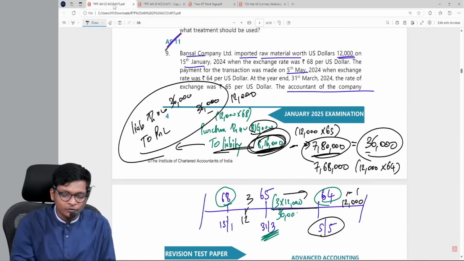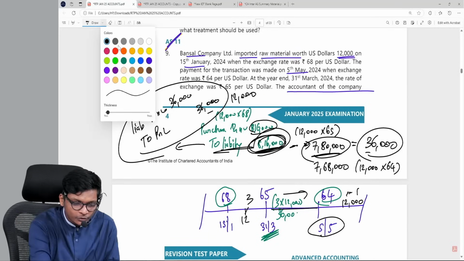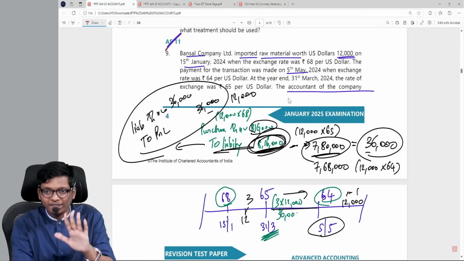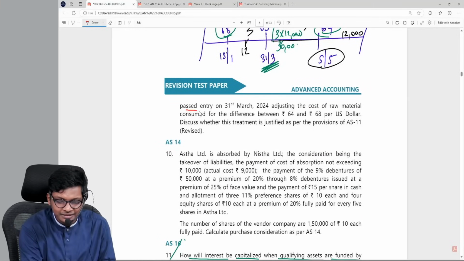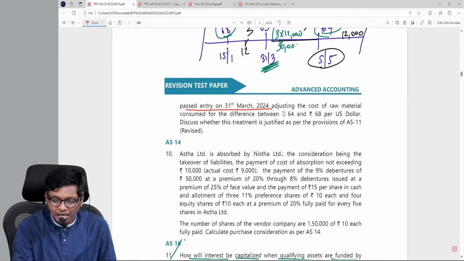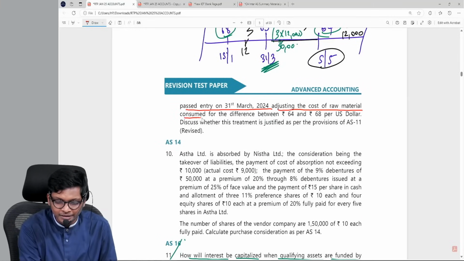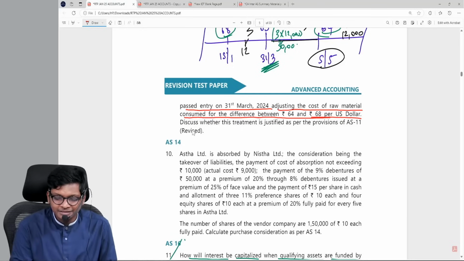Sir, now question A, I haven't read it fully, sir. What is the question first of all? This is what we have to do, correct? The accountant of the company passed an entry on 31st March, adjusting the cost of raw material consumed for the difference between 64 and 68. Is this correct?